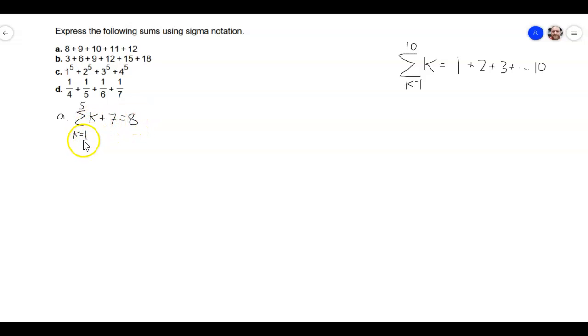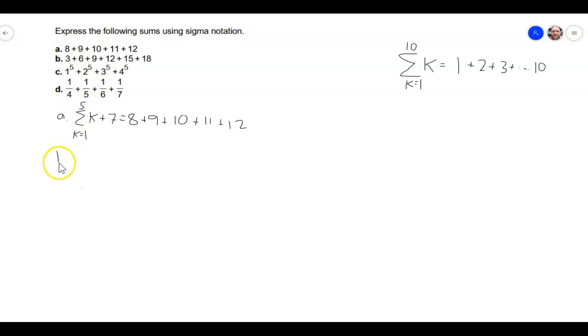And notice that the next one I put in here is a 2. 2 plus 7 is 9. And then 3 plus 7 is 10. 4 plus 7 is 11. And then finally 5 plus 7 is 12. And we get exactly what we got there. So that's how we do A. Just the sum from k equals 1 to 5 of k plus 7. Since we were counting by ones, that's why we just have k multiplied by 1, and then we just add 7 because our initial starting point was 8.